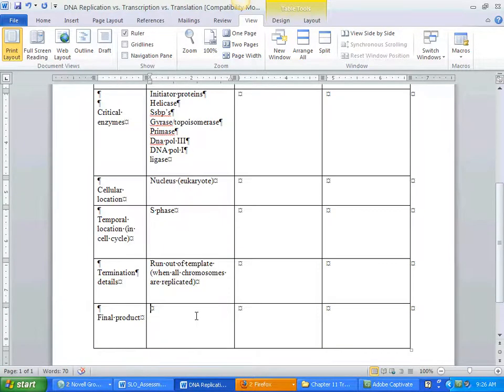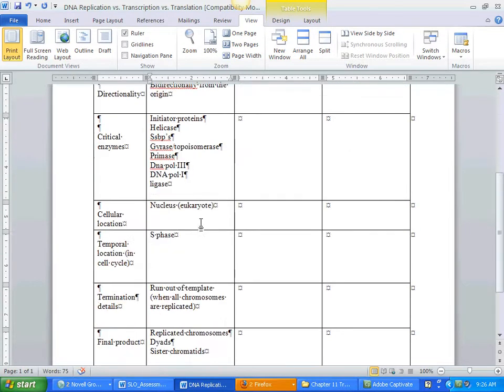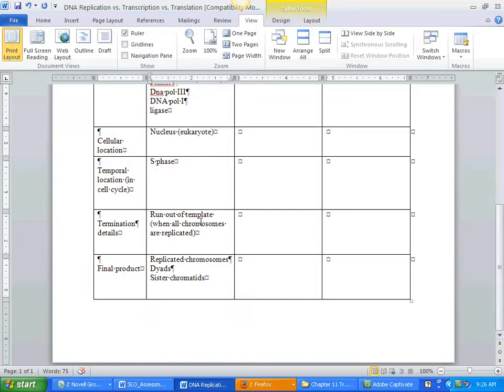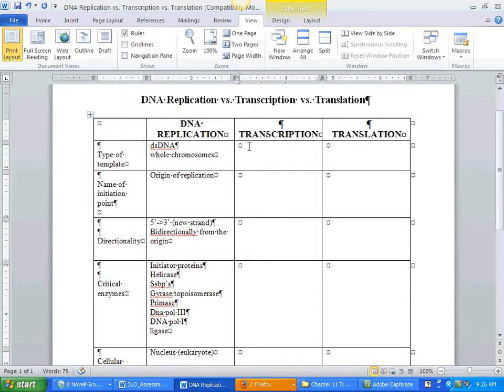And what's your final product? Replicated chromosomes. Or you could say dyad chromosomes if you're talking about eukaryotes. Or you could say sister chromatids. Those are all concepts of the same thing. Okay, so that's DNA replication. It's the way that the cell prepares for a cell division. It's the way that the cell makes copies of its genome so that it can pass a full copy of the genome to each of the two daughter cells.